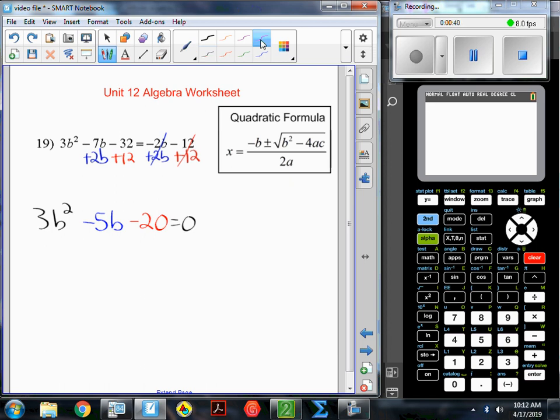Identifying the a, b, and c values. The a value is going to be the number 3. The b value is going to be the number negative 5. The c value is going to be negative 20.